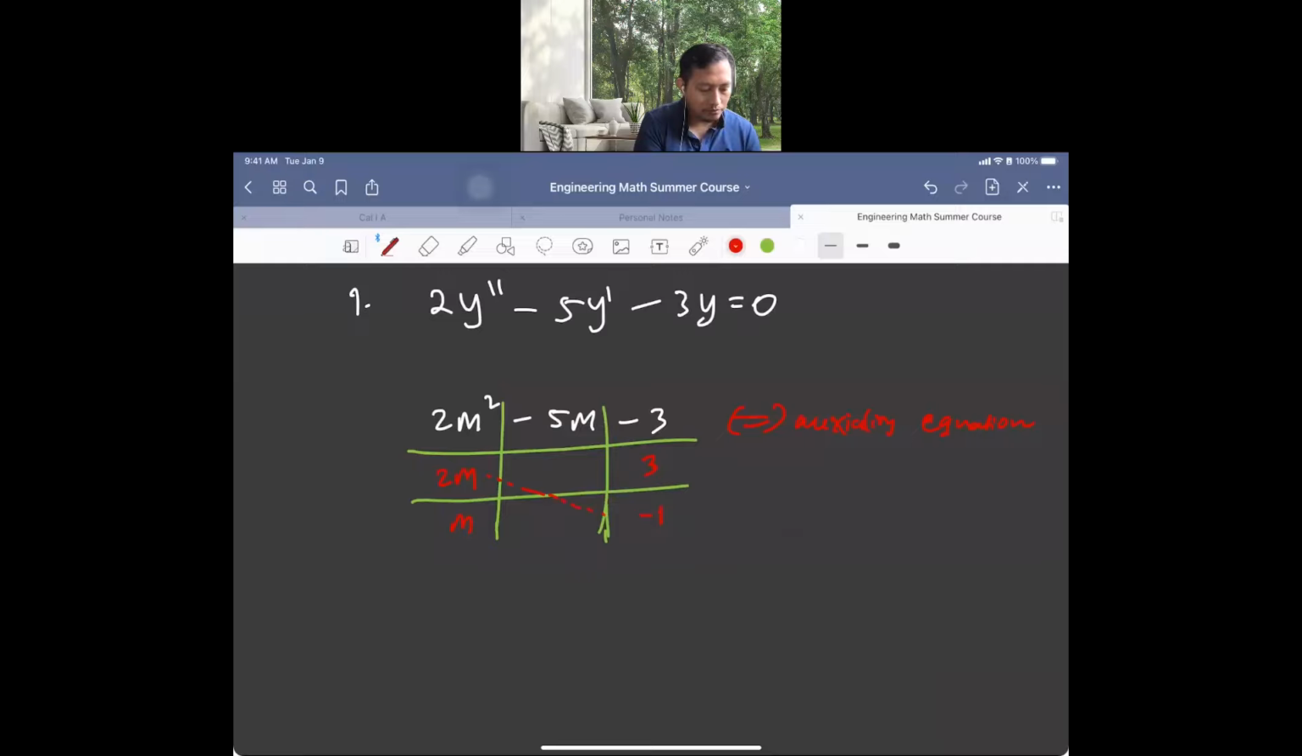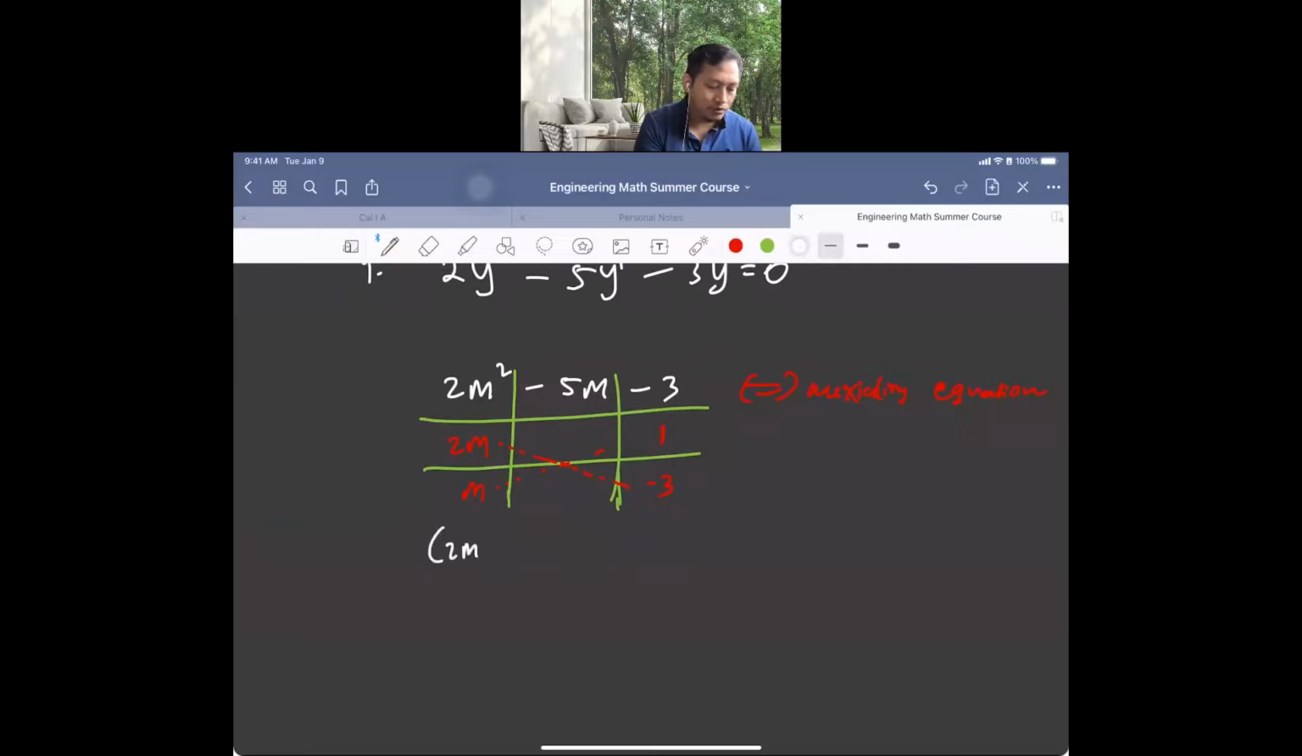I think we can check. It's -2m plus 3m, which is m. It's not -5, so change to another one. For example, we have 1 and -3, because we know it's -5. So -6 plus 1, so it's -5. So this is our root: 2m plus 1, m minus 3. Just quick tips. So m1 will be -1/2, m2 will be 3.